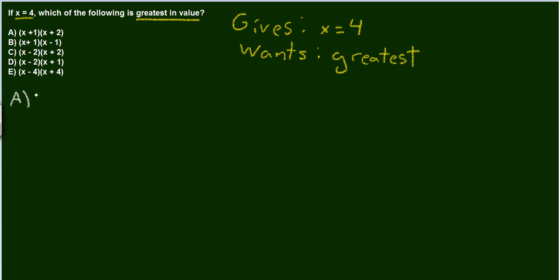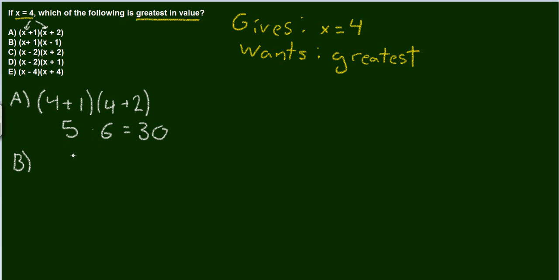So let's focus on A. We're going to take 4, because x equals 4, and plug it in to every x we see. For answer A, it's going to be 4 plus 1 times 4 plus 2. What's that going to be? 4 plus 1 is 5. 4 plus 2 is 6. 5 times 6, I believe that's going to get us 30. Now we're going to do all the others and see how they compare to 30.